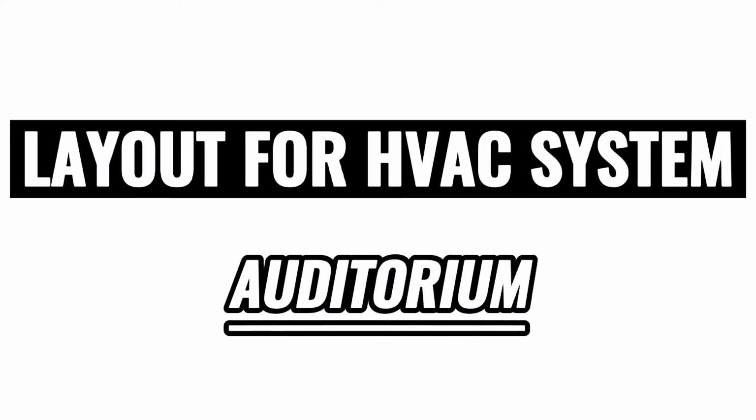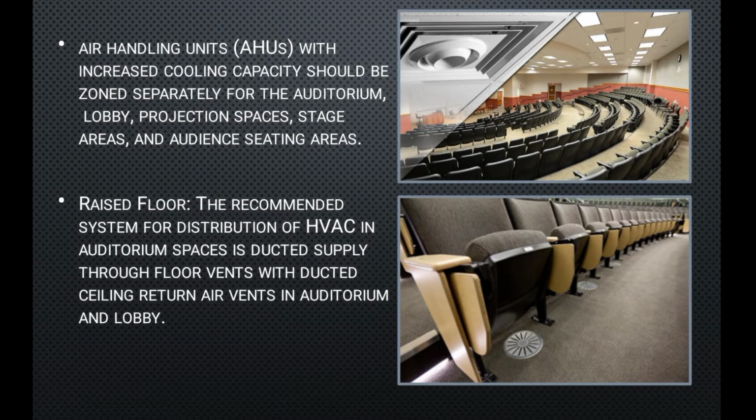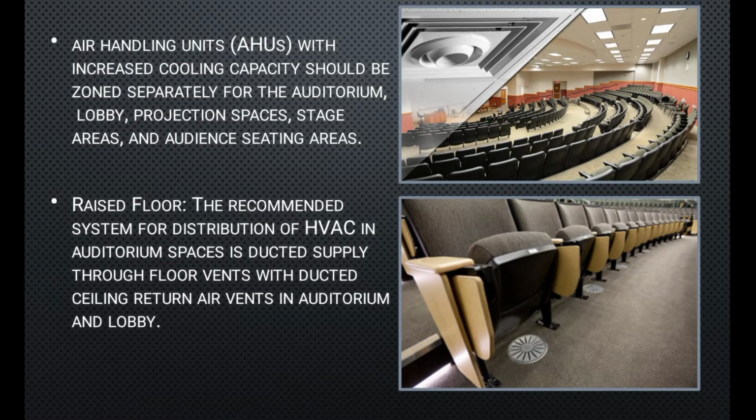When putting the layout of the HVAC system on the building, the air handling units with increased cooling capacity should be zoned separately for the auditorium, lobby, projection spaces, stage areas, and audience seating areas. The floors should be raised, and a recommended system for the distribution of the HVAC in the building is ducted supply through the floor vents with ducted ceiling return air vents in the auditorium and the lobby.